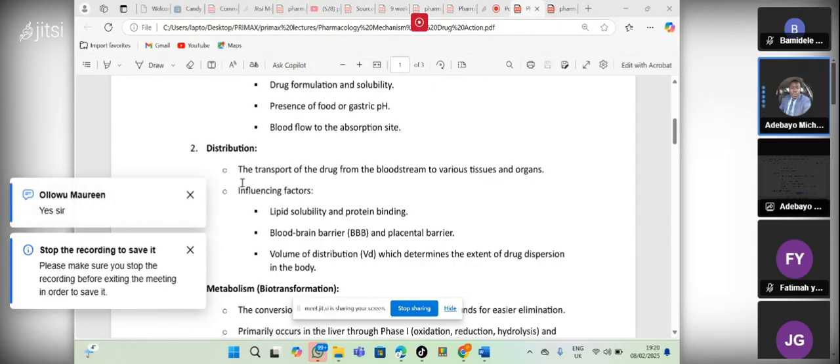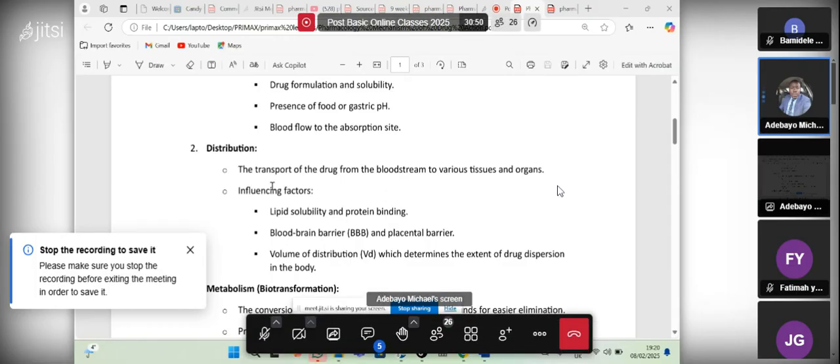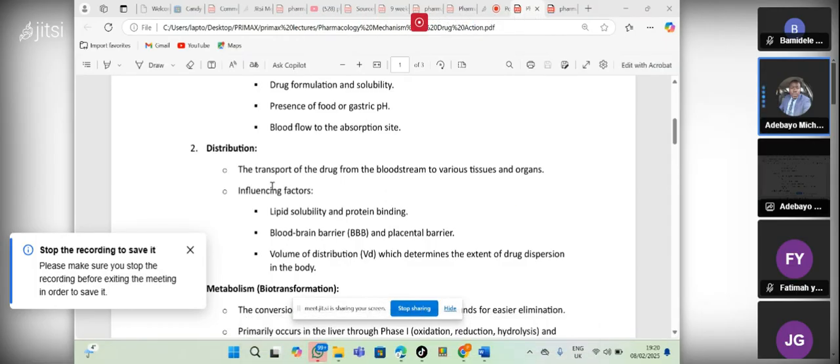All right, so distribution. That is the various places where you give the drugs, from that place where you gave the drug to the target organ. That is what it means by distribution. And factors that will affect it are the lipid solubility and protein binding. For example, we've talked about mechanisms of movement in the body. If these drugs can bind very well to protein carriers, it's going to be faster.